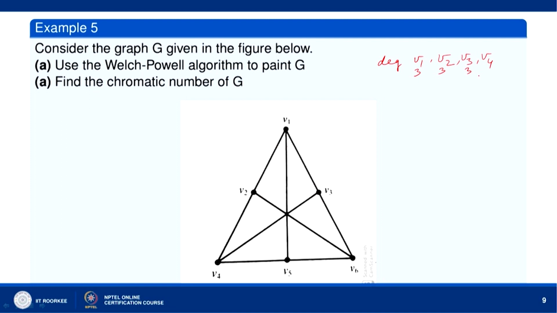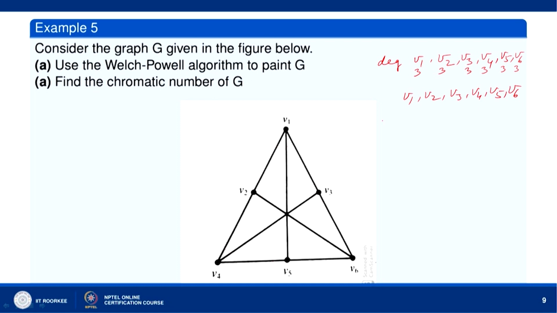Degree of B4, 1, 2, 3. And degree of B5, 1, 2, 3. And degree of B6, 1, 2, 3. B6 also has degree 3. So, they all have degree 3 each. So, B1, B2, B3, B4, B5, B6.